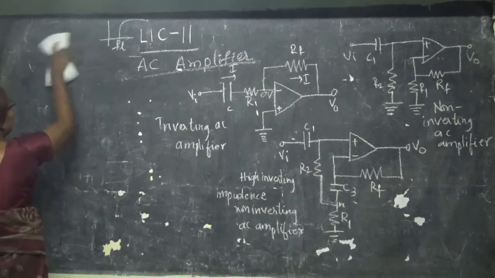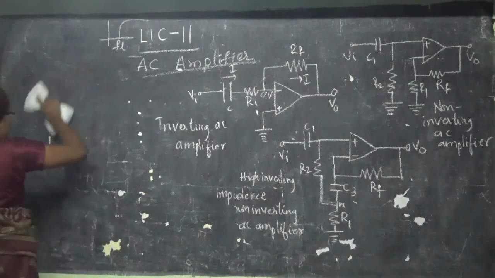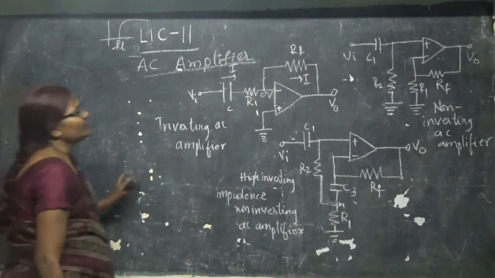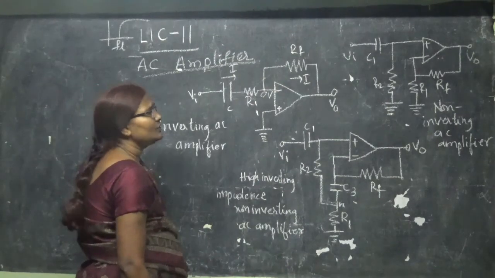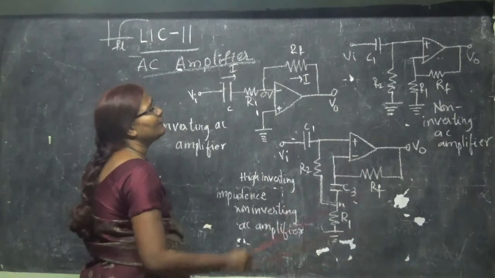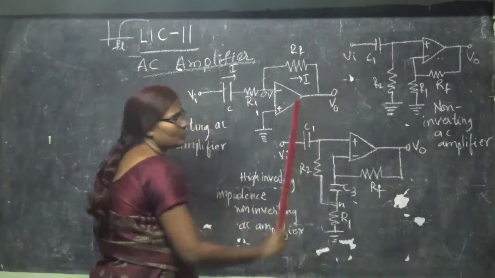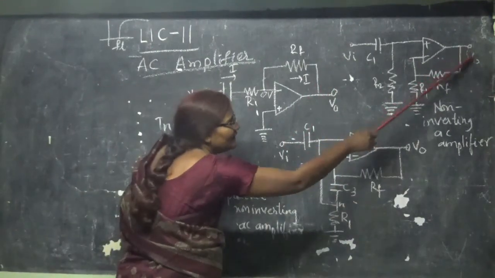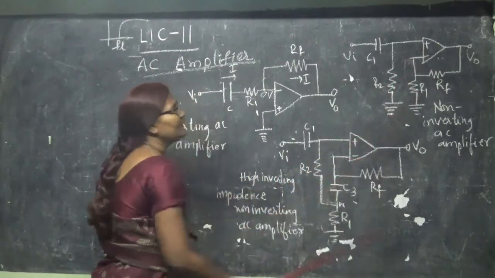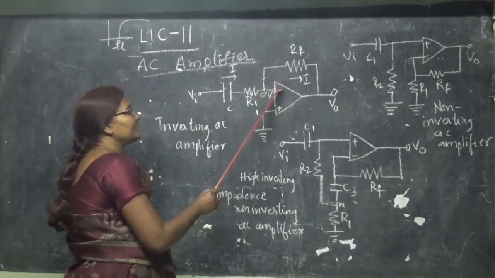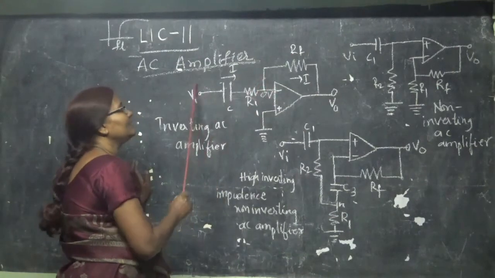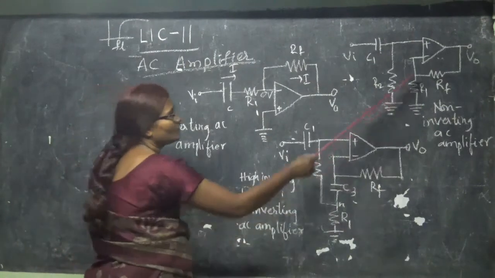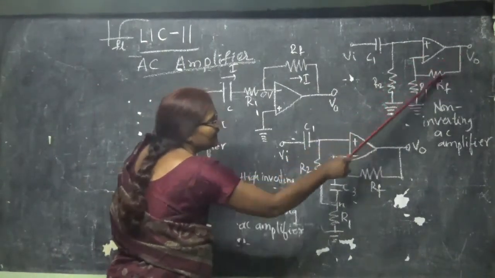Next we go for the non-inverting op-amp AC amplifier. A non-inverting op-amp should have the input at the non-inverting input terminal. So the same input is here, but the feedback is given as it is to the inverting terminal. The feedback should be given to the negative terminal. Why? Because it is a negative feedback amplifier. That should not change.